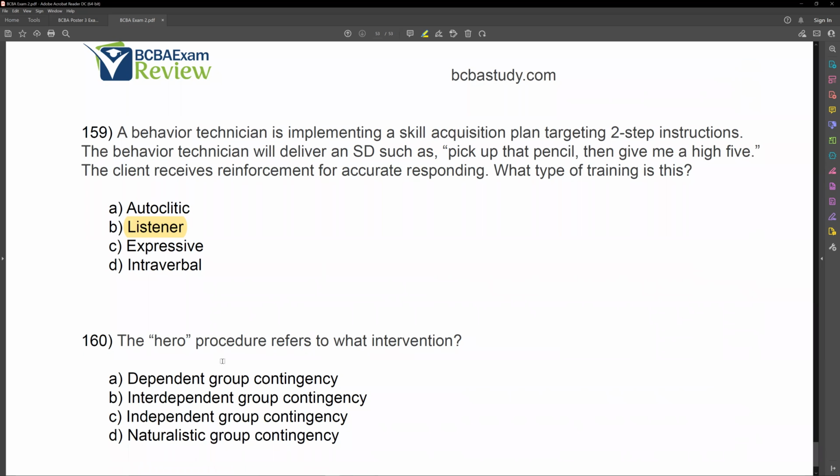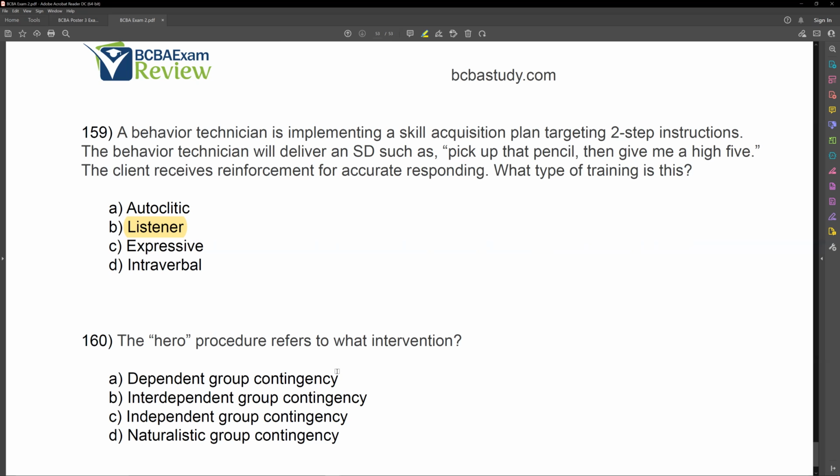And then finally, 160, the hero procedure refers to what intervention? Obviously a group contingency. So the hero procedure means what? It means we are reliant on a single person for the whole group. So if there's 100 people, we are reliant on a single person for that whole group to receive reinforcement. Many ethical dilemmas at play here, but we're not worried about that. We're just worried about what hero procedure or what group contingency is the hero procedure.